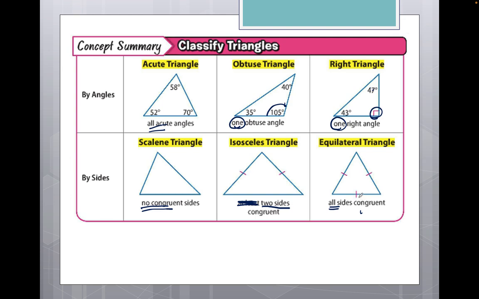You can also classify them both ways. For example, you can say a triangle is acute and isosceles, or a right and scalene triangle. So when we classify a triangle, we want to pick one word that describes its angles and one word that describes its sides.